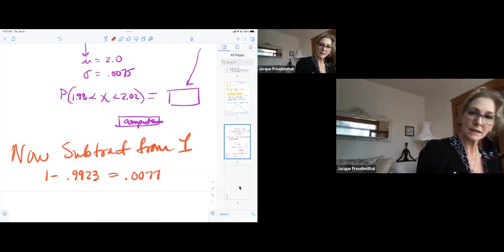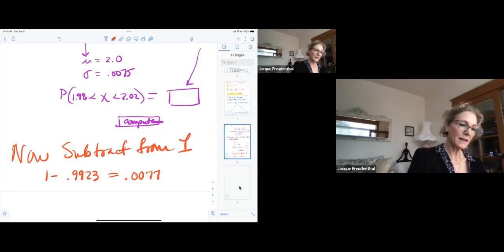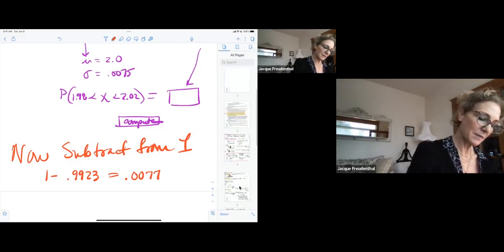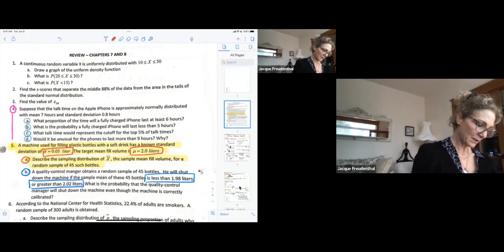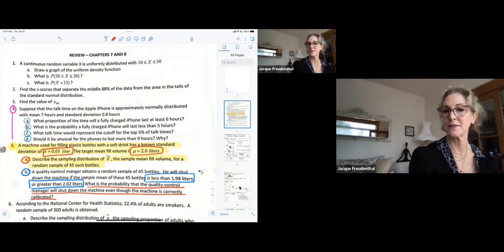0.0077. Okay, so the probability that the machine will get shut down. So what is the probability that the quality control manager will shut down the machine even though the machine is correctly calibrated? The probability is 0.0077.